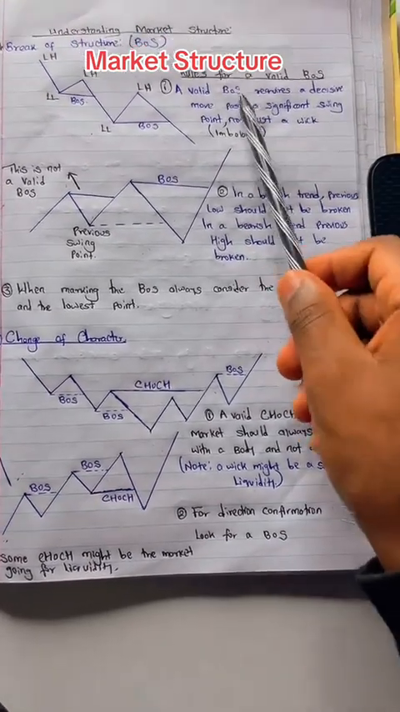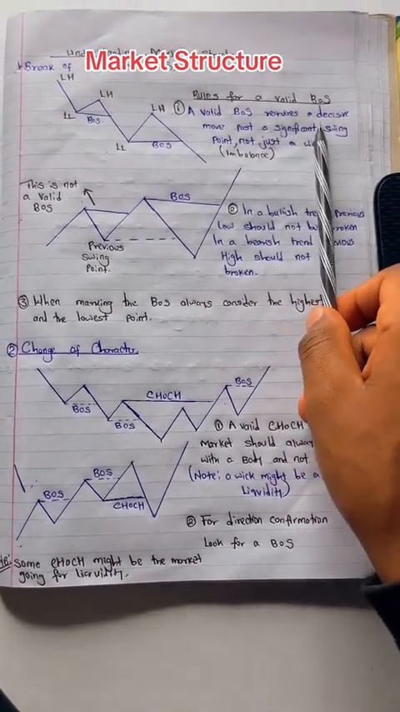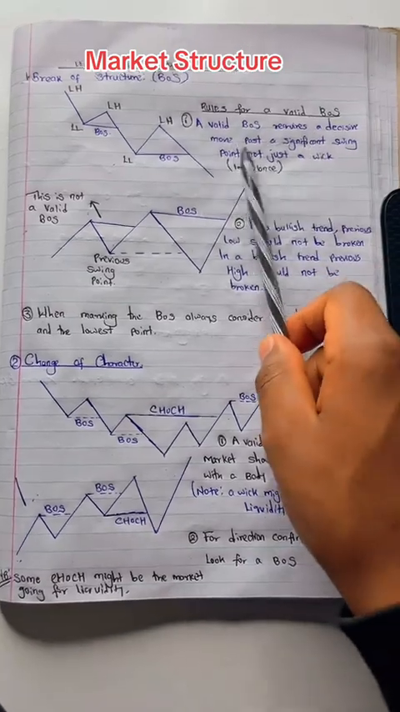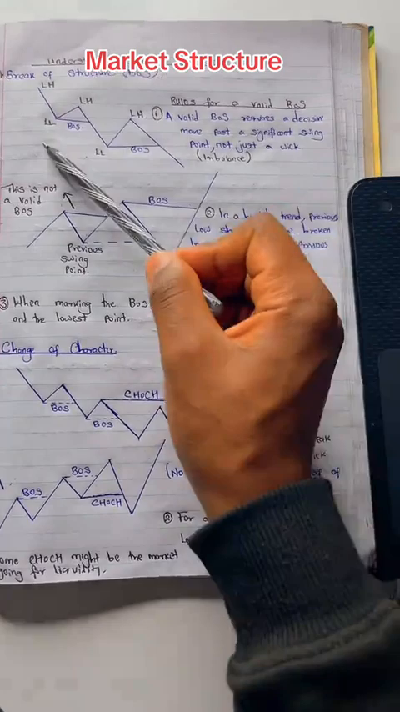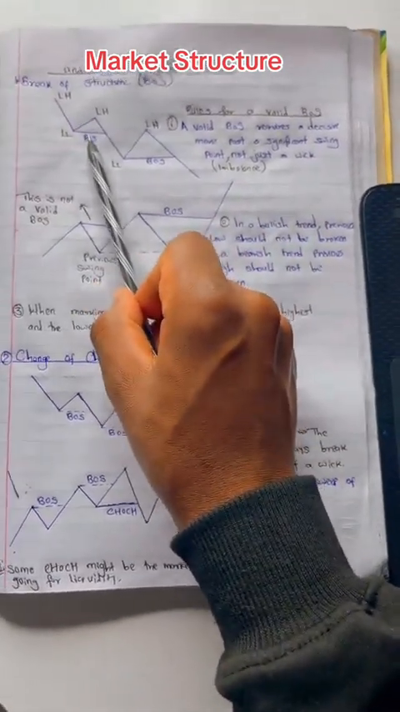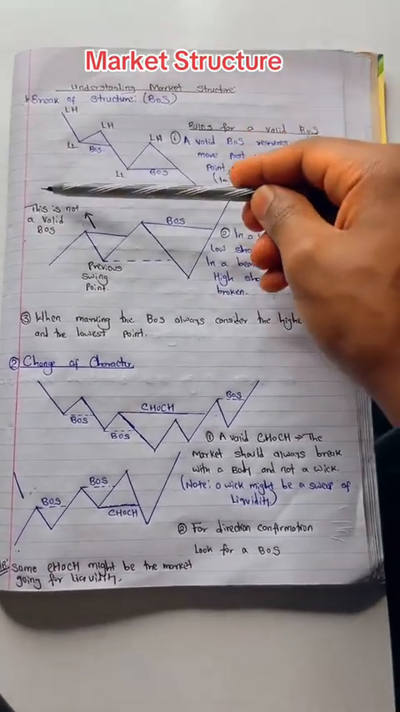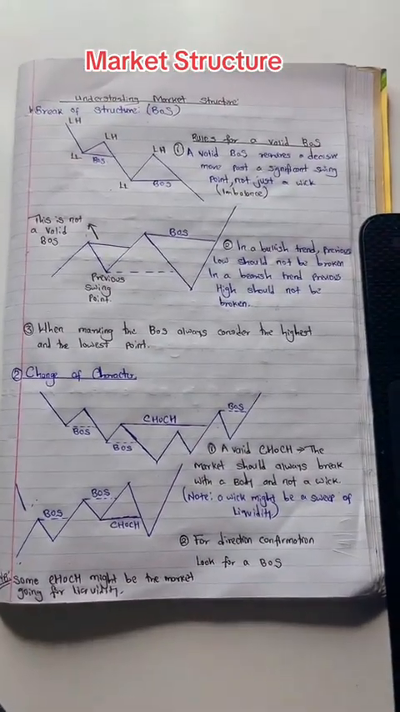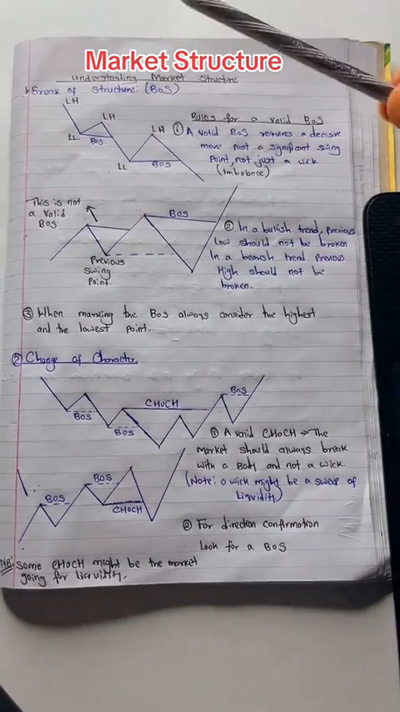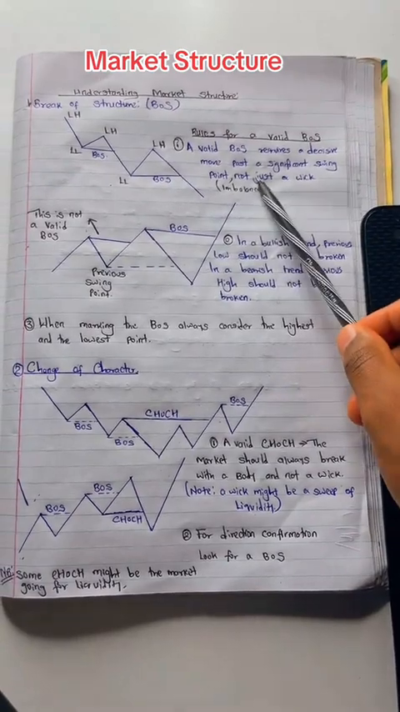Now, when marking a break of structure, you need to know that it requires a decisive move past the significant swing point and not just a wick. You see, when the market breaks this low here, we want to see the market continue to extend downwards, or if we have an uptrend, we want to see the market continue pushing upwards for us to say that now we have a valid break of structure. That is what we call imbalance, okay?